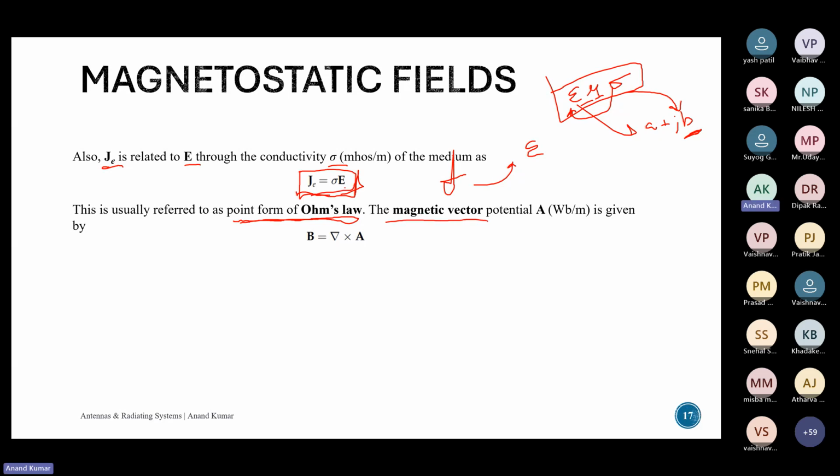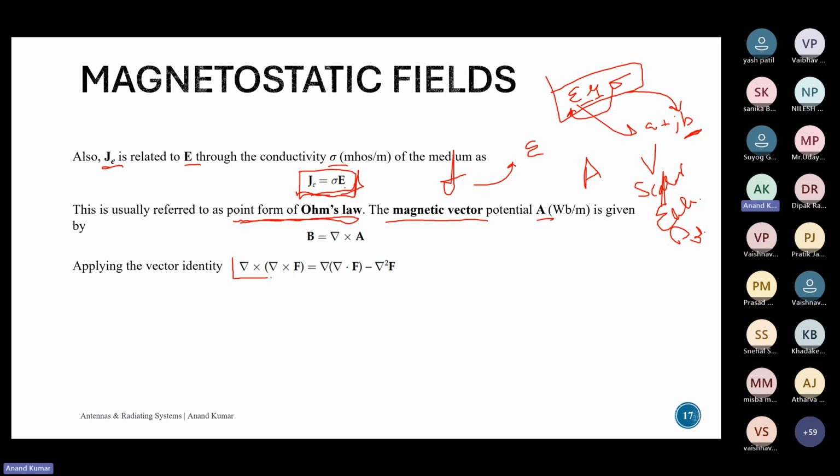The magnetic vector potential, again, we discussed this in the antenna theory course: A, which is the magnetic vector potential, and V, which is the scalar electric potential. A is the magnetic vector potential and V is the scalar electric potential. These are two important quantities that we are introducing to help us solve the equations in future. It will come up towards the end of this class.